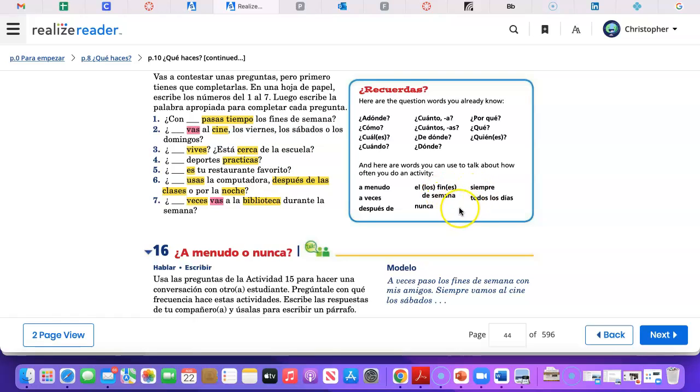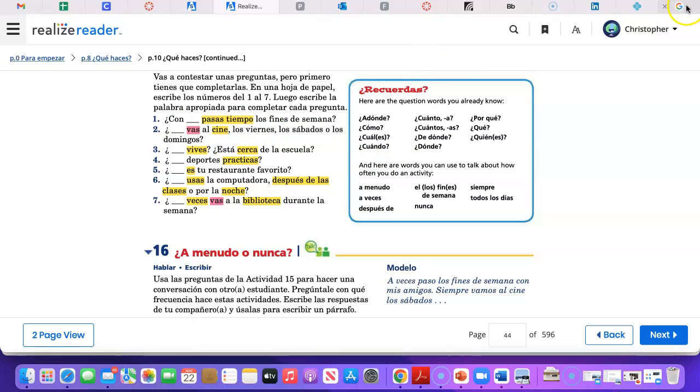Number 3, I can't really use an adverb of frequency because living somewhere is not something that you do with a particular frequency, right? It's just kind of permanent, more or less. Let's go back to number 2. So number 2 is asking, ¿Cuándo vas al cine? When do you go to the movies? This is the verb ir.